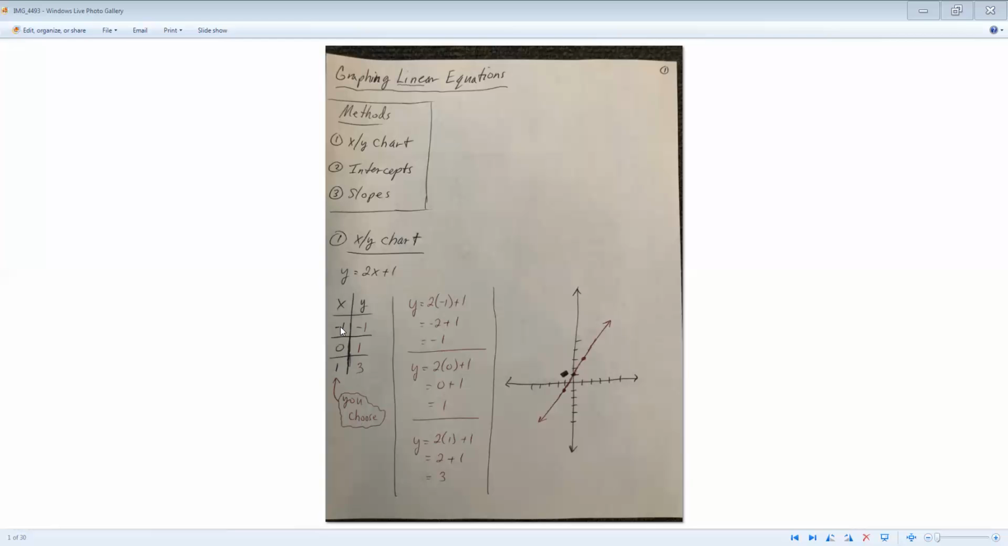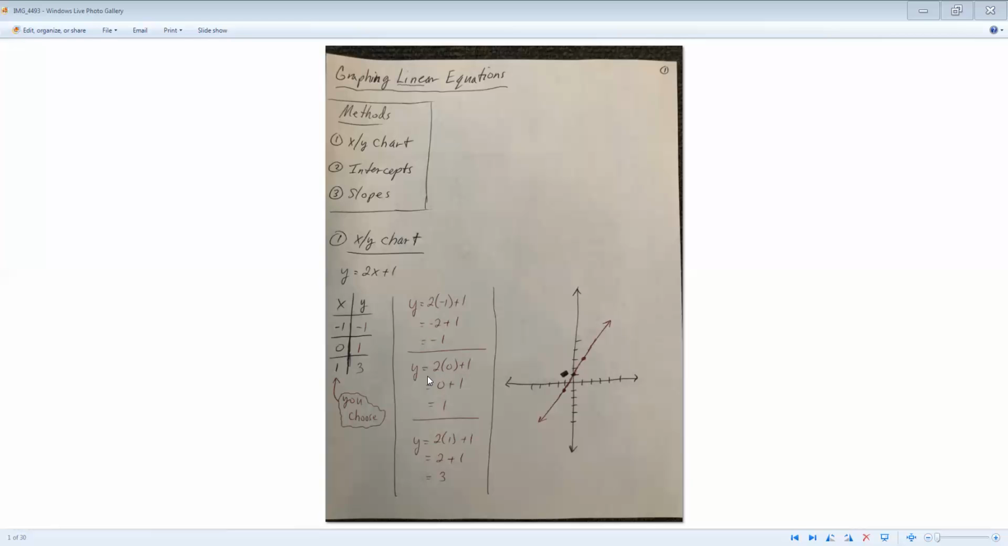So I decided to use -1, 0, and 1. So plug in for x. I'm plugging in -1 for x. That's 2 times -1, which is -2. -2 plus 1 is -1. So it just so happens in this case when x is -1, y is also -1. Of course, that will not always occur.